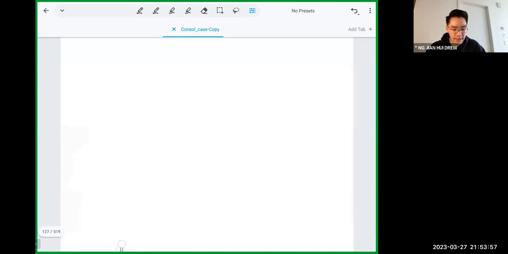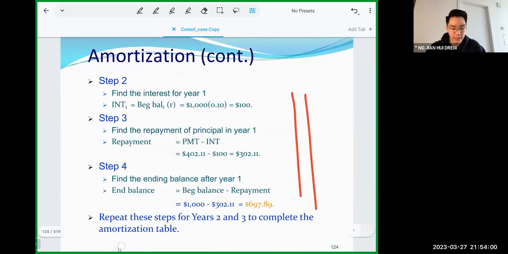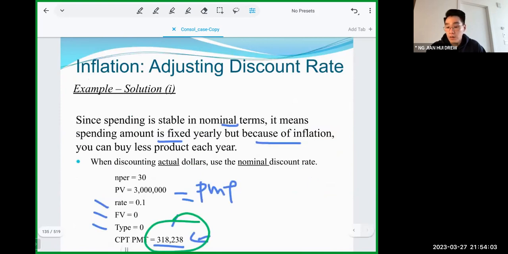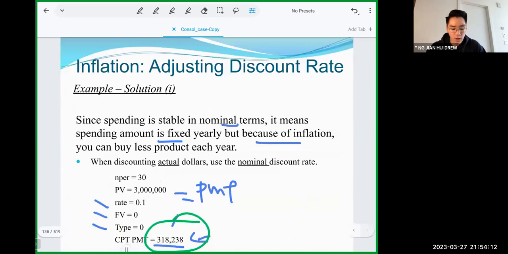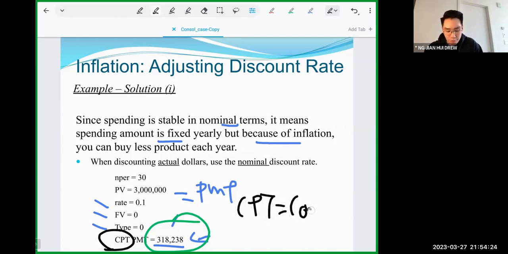Maybe I'll pause here. Any questions regarding what we have covered today? Oh, okay, I see there's a question. What is CPT PMT? CPT is compute, sorry for the short form. So CPT is basically compute, that means that's what you want to compute. Maybe I'll stay here for a short while more, in case you have any questions.